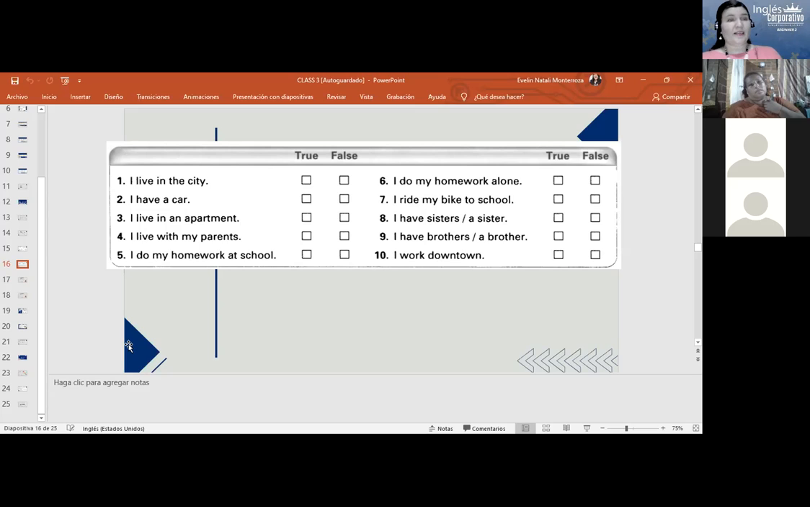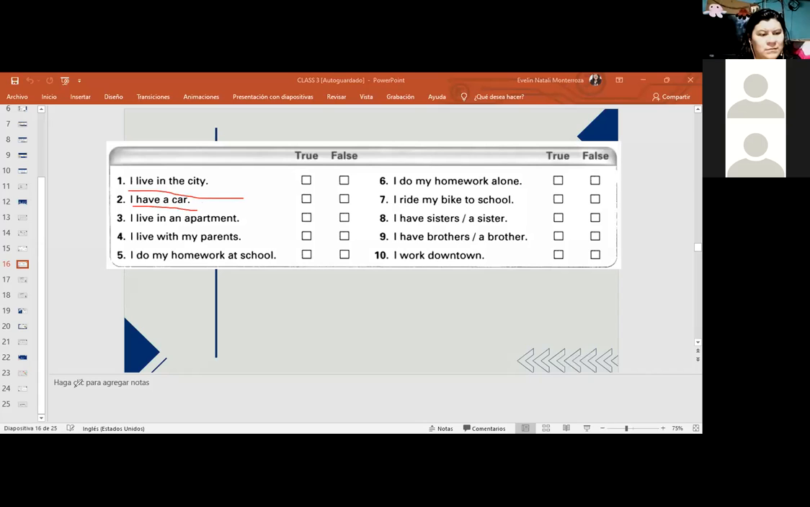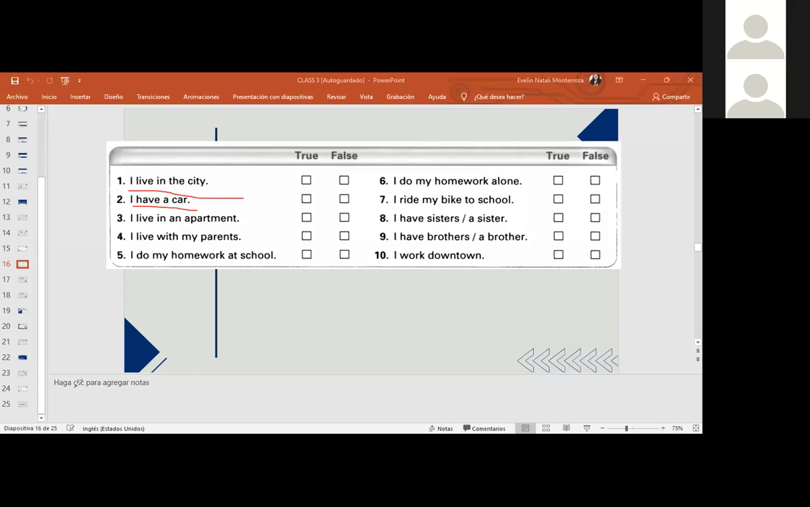Elizabeth, do you live in the city? The first one that we have here? False. Downtown. Okay, you live in the suburbs, in this case. In the suburbs is en las afueras de la ciudad. Good. I have a car, true or false? Nope. It's false, you say.